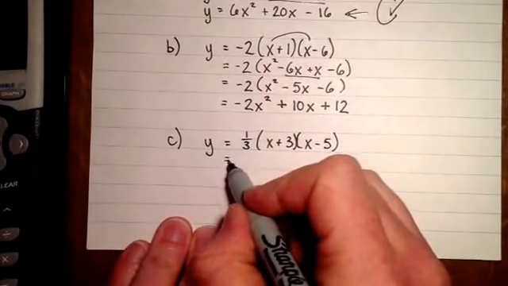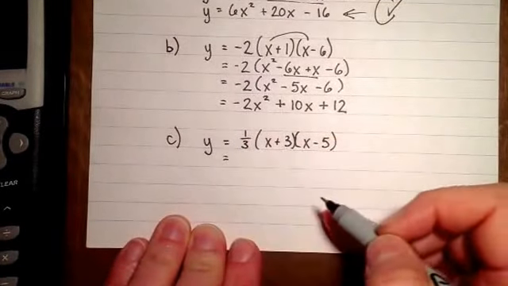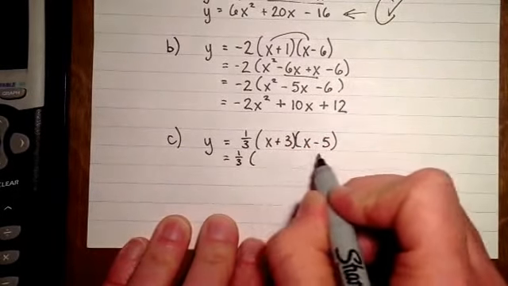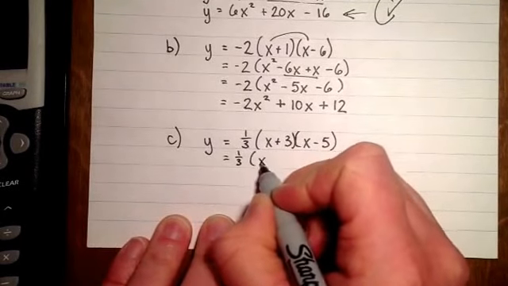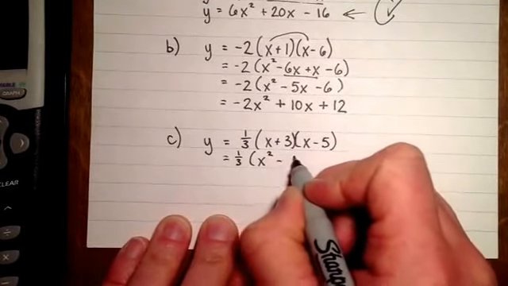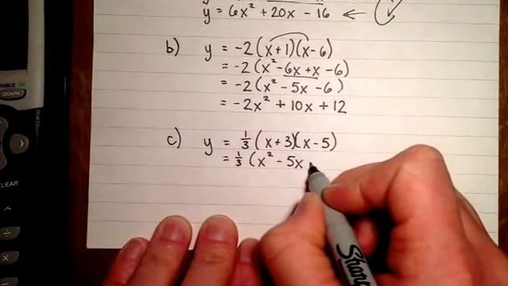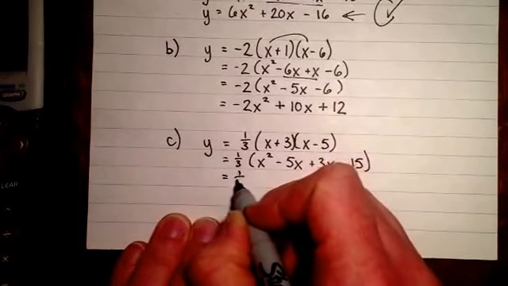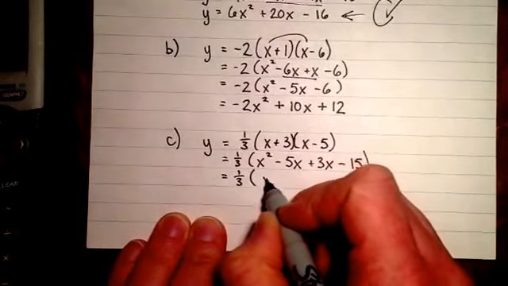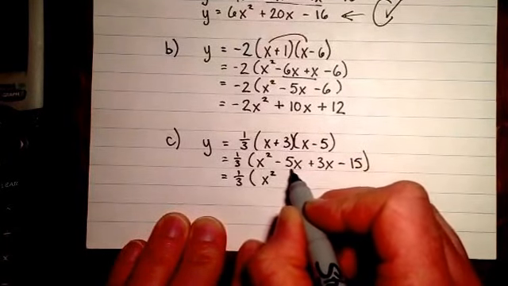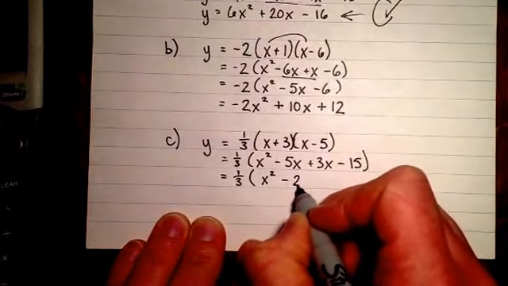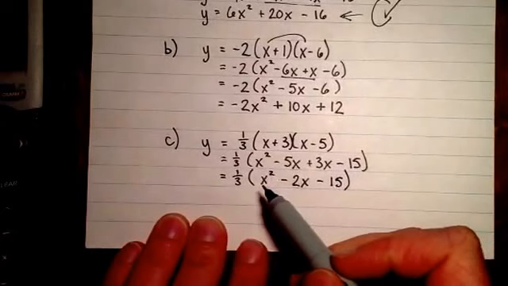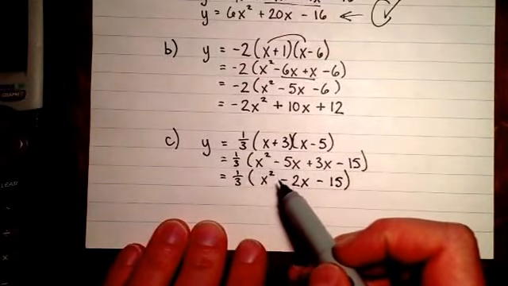Okay, so this is the same deal, except that we've got 1/3 instead of negative 2. And sometimes people get a little unsure about that. So here we'll just multiply things out in the two brackets just the same way. So we've got x squared minus 5x plus 3x minus 15. And then I'll collect my like terms before I do anything else. So that negative 5x plus 3x is negative 2x. Subtract 15. Okay. So 1/3 of these, we're going to multiply 1/3 times everything.